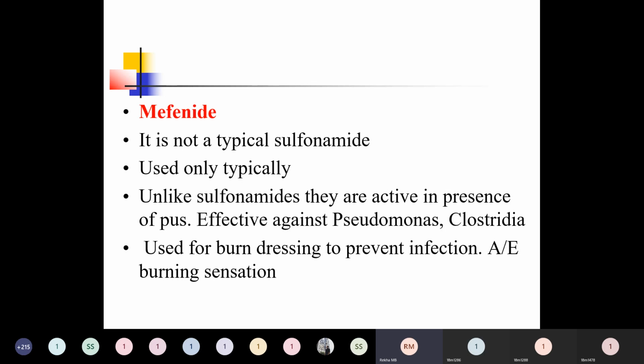So whenever you have burns, Pseudomonas infection is very, very common. So to prevent the development of infection, regular burn dressing can be done with Mafenide. But if the infection is already existing, then Mafenide does not work. Adverse effect of Mafenide would be burning sensation when it is used topically over raw surface.